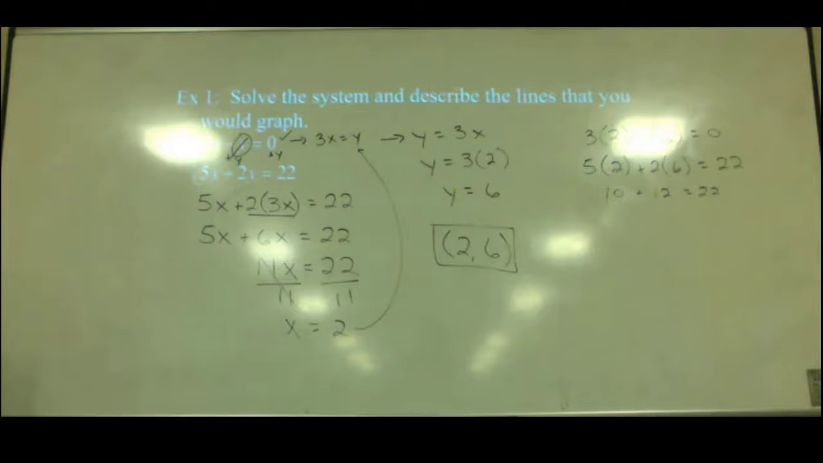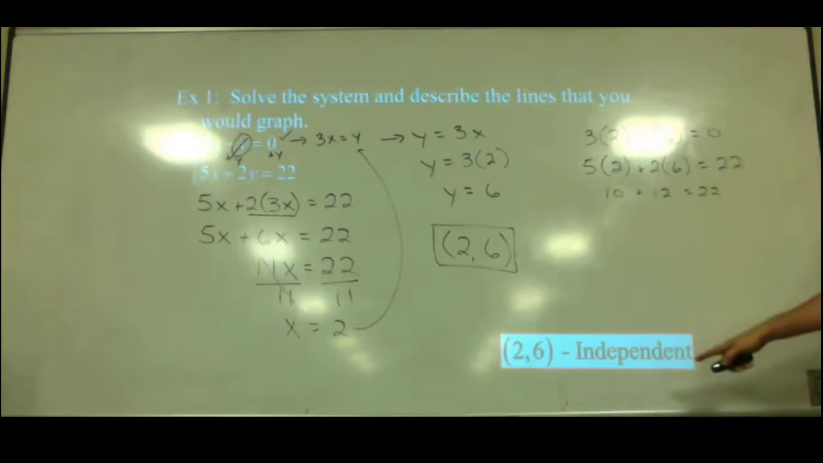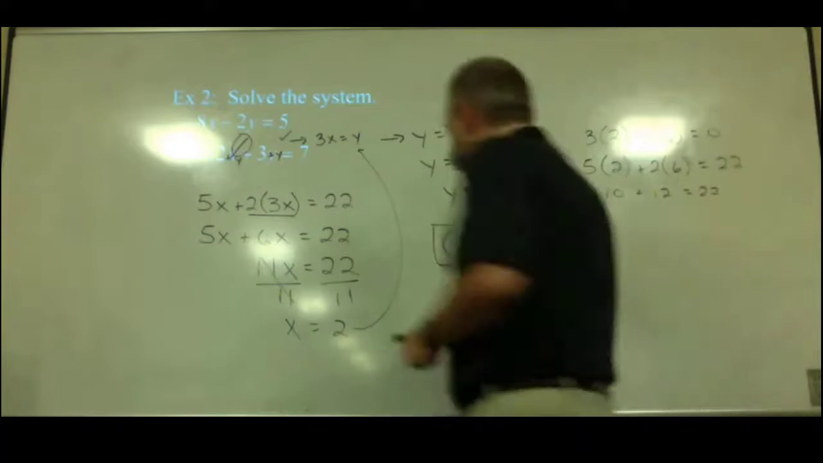Okay, so that's an example of the substitution method. And I'll be honest, I like the elimination method better. But there are certain times when I will use substitution, and I'll show you that as we go through here. Okay, so we've got 2, 6, and that is because it just has one solution. That is an independent system. It's those two lines that would intersect just at one point. Okay, so does that make sense on the first one, that example? All right.